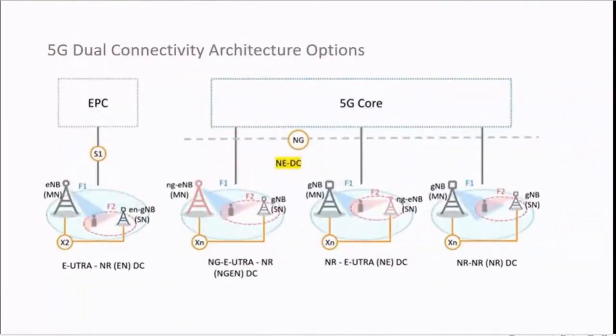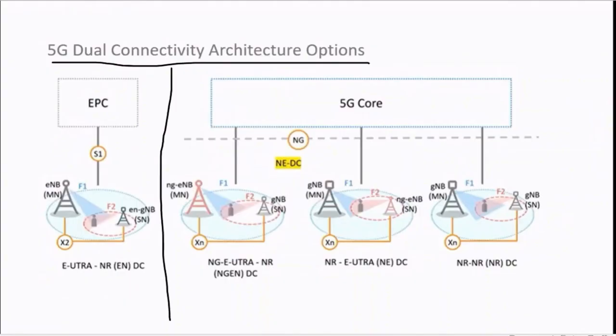5G dual connectivity architecture options. So here in dual connectivity, we have four possibilities. We can divide it into two parts. One is like this. You can say this is the A part and this is the B part. So I have divided it into two parts, partition.